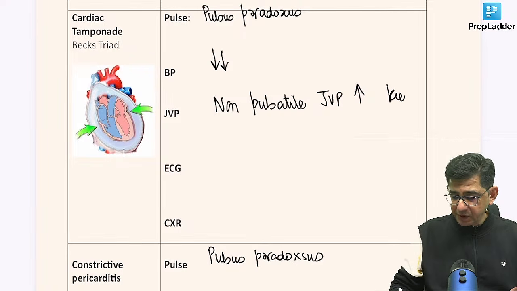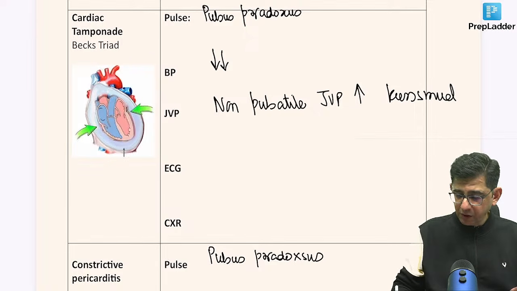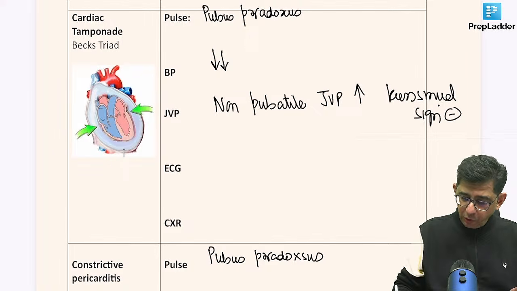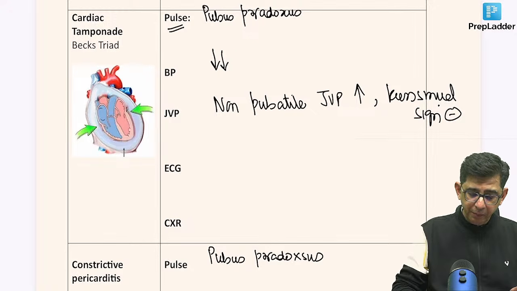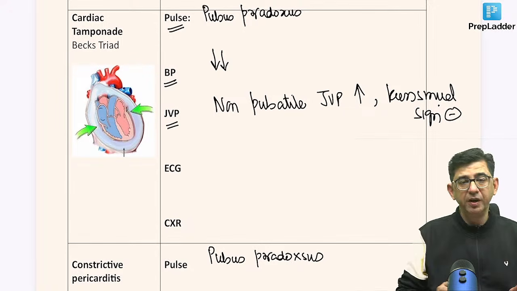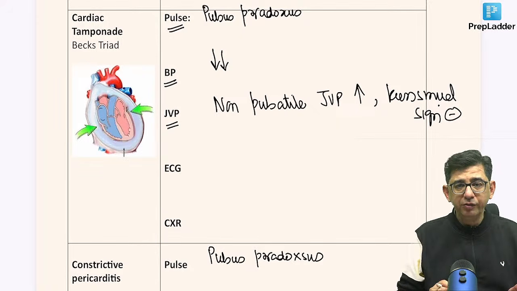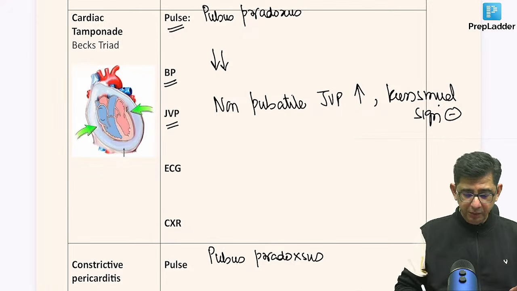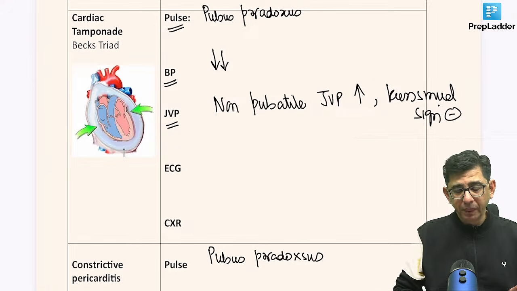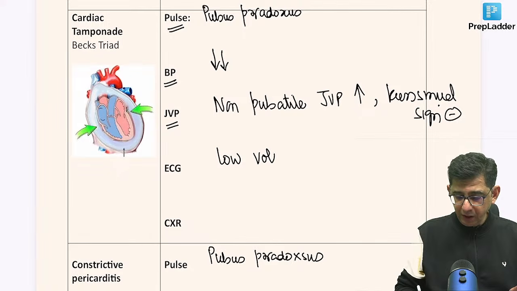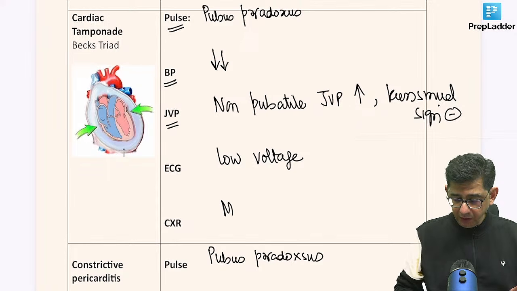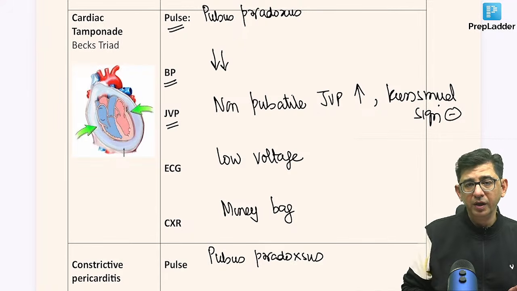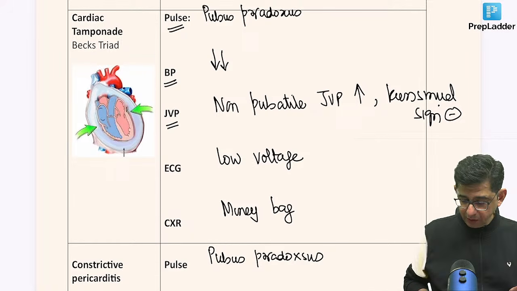Kussmaul sign is absent in patients of cardiac tamponade, but Kussmaul sign will always be seen in patients who have constrictive pericarditis. So you have to solve using pulse, blood pressure values and the JVP finding, but the JVP finding here is totally different from that of constrictive pericarditis. Similarly, don't use ECG in this condition, because low voltage ECG is also seen in pericardial effusion and cardiac tamponade, and similarly the money in the bag sign is present in both pericardial effusion as well as cardiac tamponade.